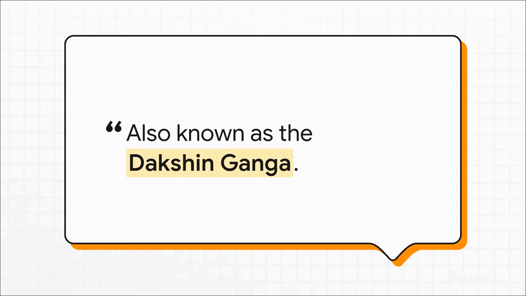Just to give you a sense of scale here, let's look at the Godavari. At about 1,500 kilometers long, it is by far the largest of the peninsular rivers. In fact, because of its size and the huge area it waters, it's often called the Dakshin Ganga, which means the Ganga of the South. That nickname really tells you everything you need to know about how important it is for the region.